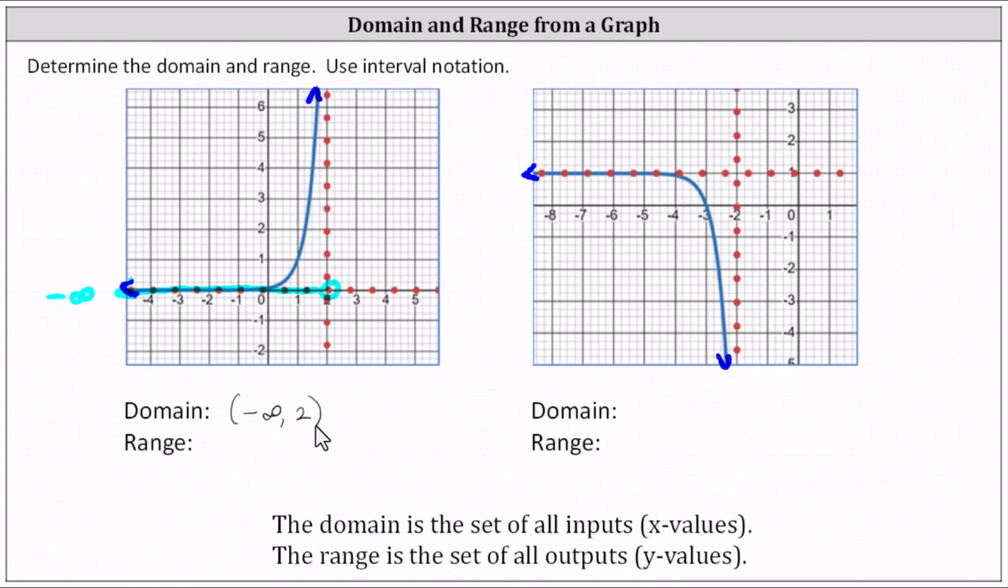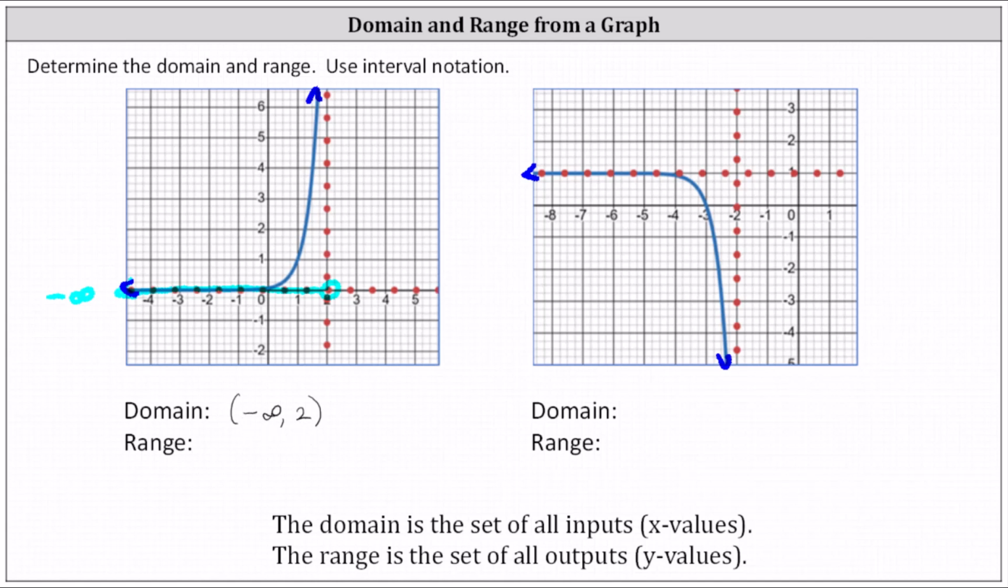Remember, when using interval notation, it does need to be in the order of negative infinity, comma 2, not 2 to negative infinity. And also remember, the rounded parenthesis to the right of 2 indicates 2 is not in the interval. If it was included, we'd use a square bracket. And we always use parentheses for plus or minus infinity.